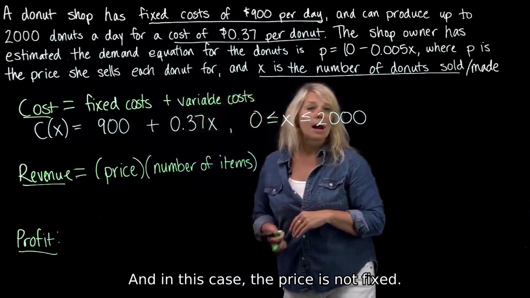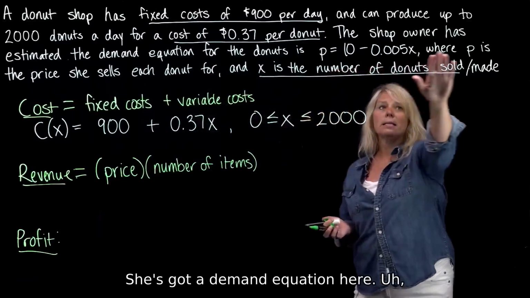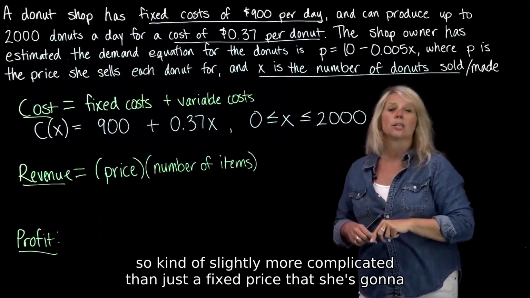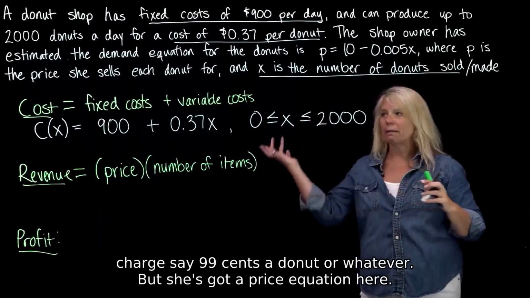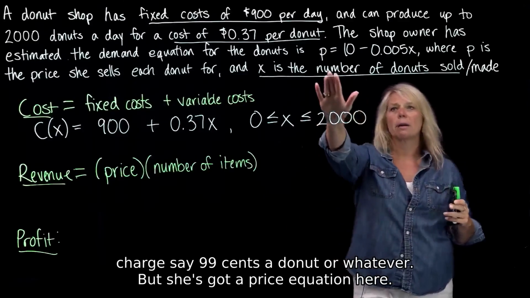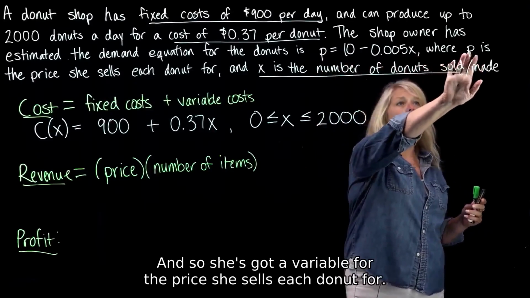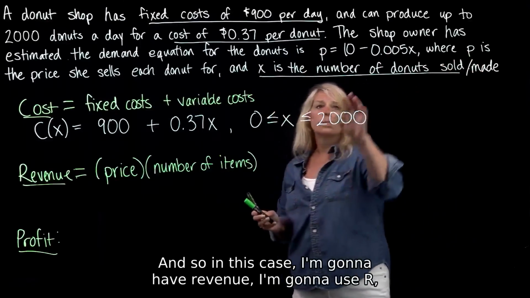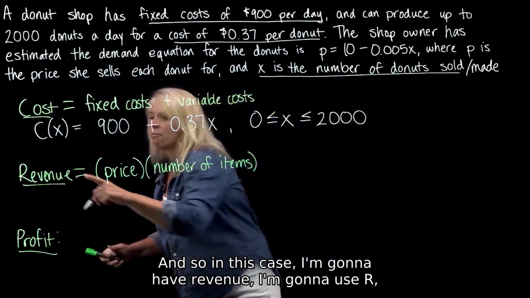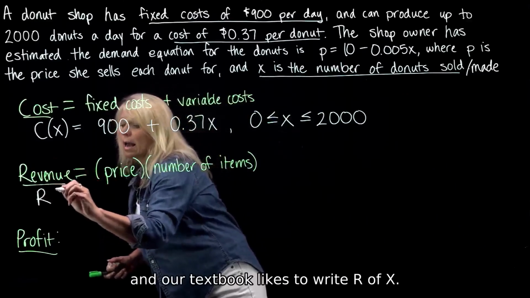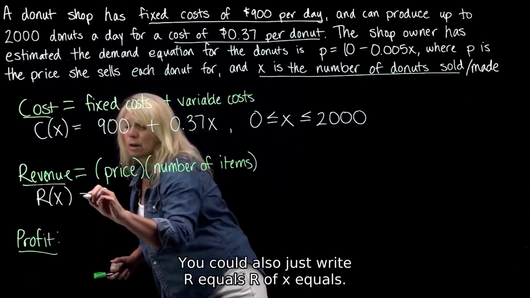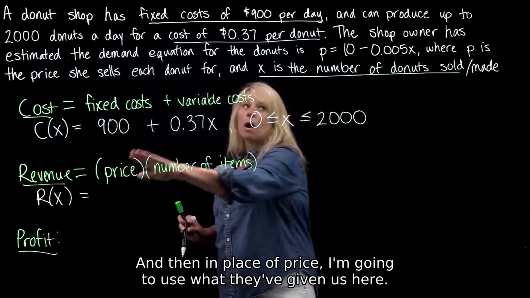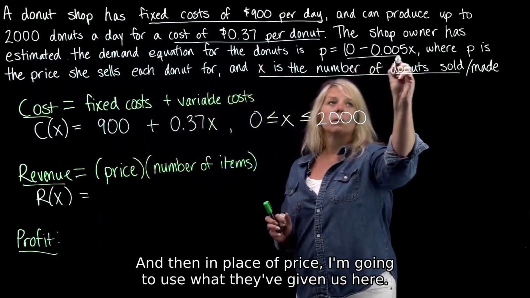And in this case, the price is not fixed. If she's got a demand equation here, so slightly more complicated than just a fixed price that she's going to charge, say 99 cents a donut or whatever, but she's got a price equation here. And so she's got a variable for the price she sells each donut for. And so in this case, I'm going to have revenue. I'm going to use R, and our textbook likes to write R of X. You could also just write R equals. And then in place of price, I'm going to use what they've given us here.